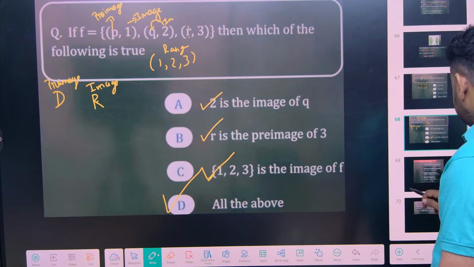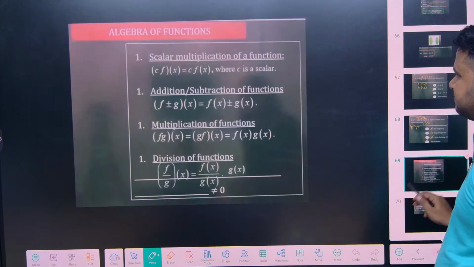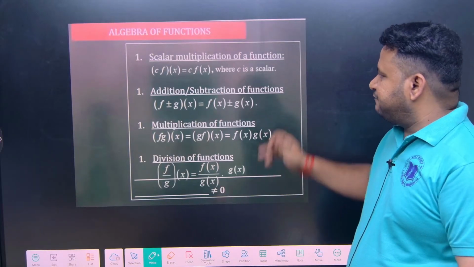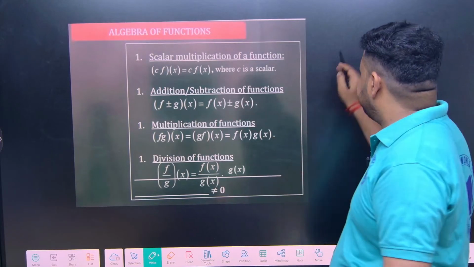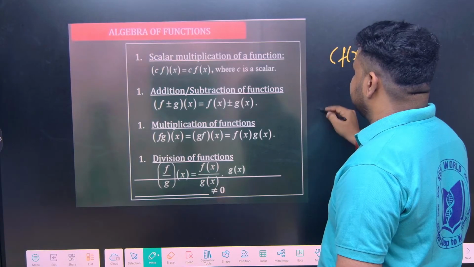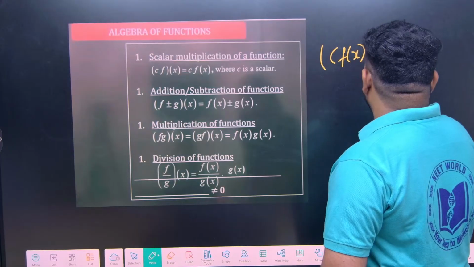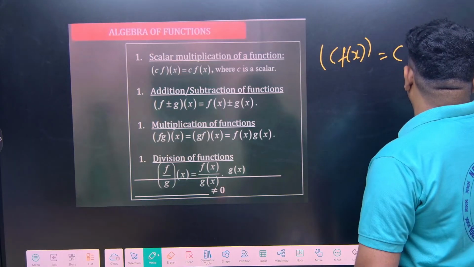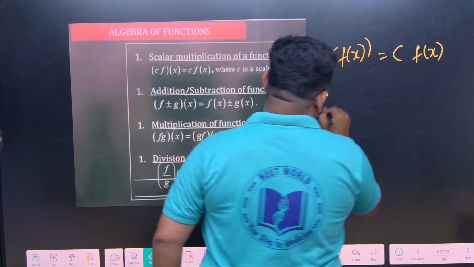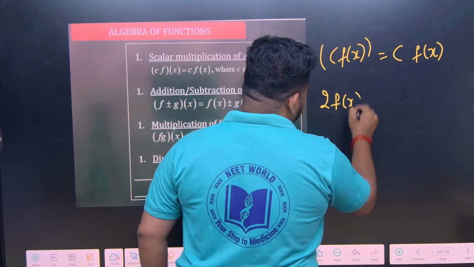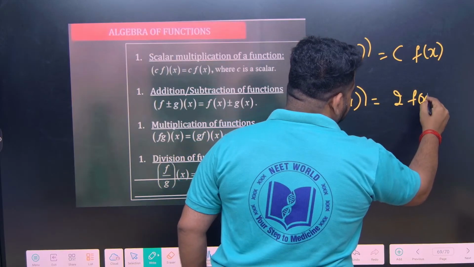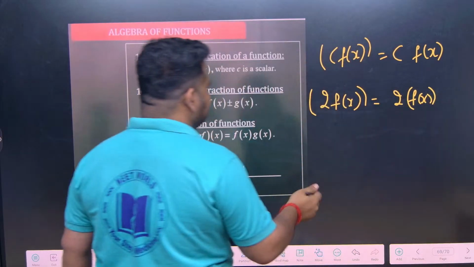Now see here, algebra of functions. If you take algebra of functions, for any function, if you have a scalar multiple, that is, if you have c times f of x, this c you can take outside and write the function f of x like this. For example, if you have 2 times f of x, you can take the 2 outside and just write 2 times f of x inside. Okay, that is the scalar multiple.